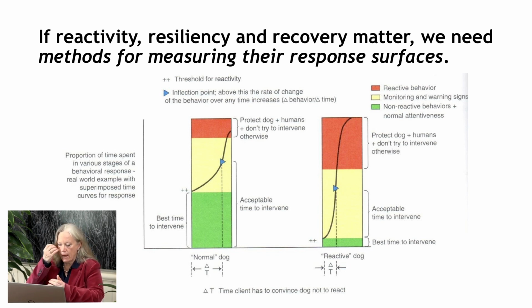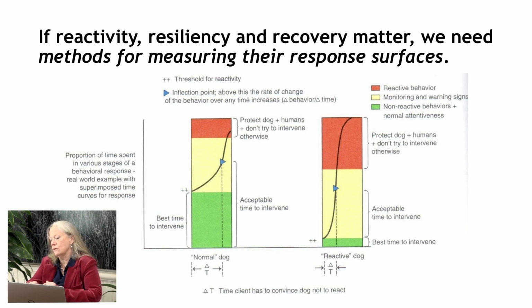And these two graphs here show you a normal dog and what happens when they react to something, and what we would call a reactive or an abnormal dog. When you look at this, the green regions are the non-reactive and normal attentiveness behaviors. The yellow regions are the monitoring and warning signs, and the red region is when the dog is reacting and distressed. So the proportion of time spent in these various stages is represented in these drawings, and you'll see that reactive dogs actually spend very little time being normal.